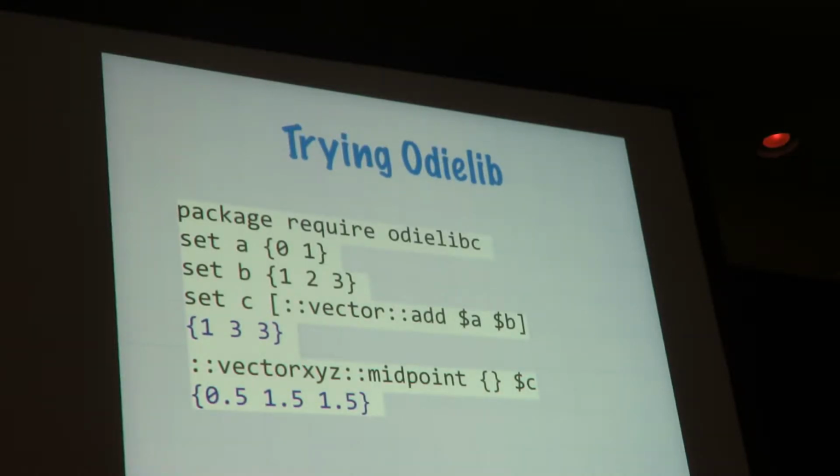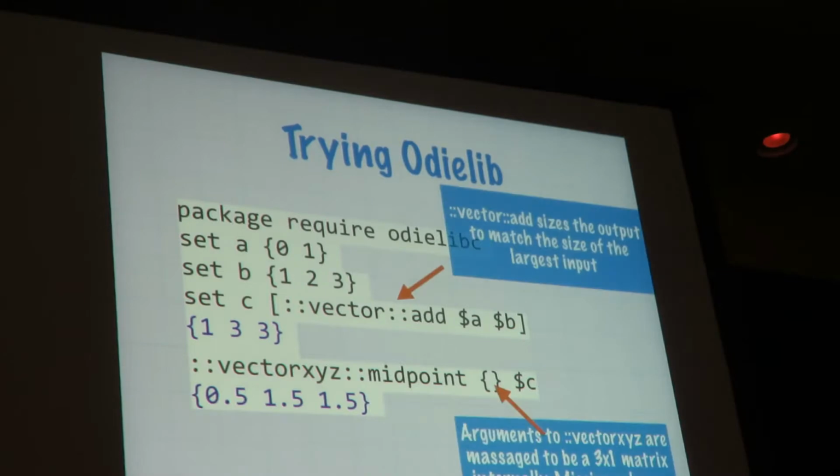So how does Odielib work? You just package require it, and you instantly get nifty things like vectors. They look and act just like strings, except that in the background they're actually Tcl values. There's also some cool stuff going on. You notice that I'm adding vectors of different sizes here, and it automatically makes the result the size of the biggest vector I fed it. And then I can even do things like feed it an empty string, and it pads that out to the number of zeros required for the operator I requested. In this case, vector XYZ is a 3x1 vector.